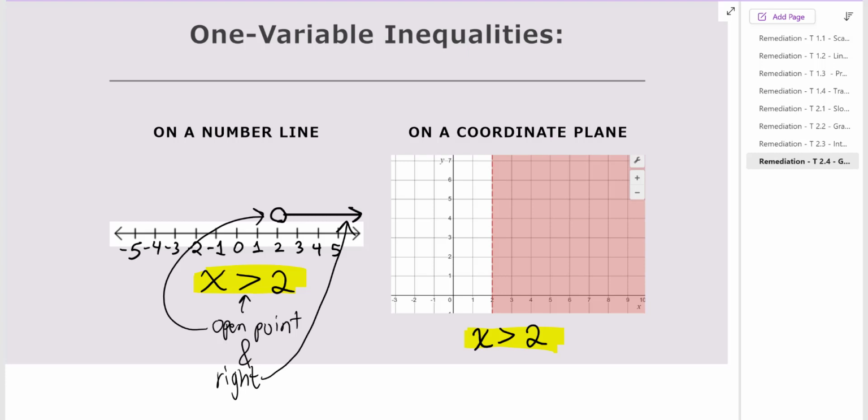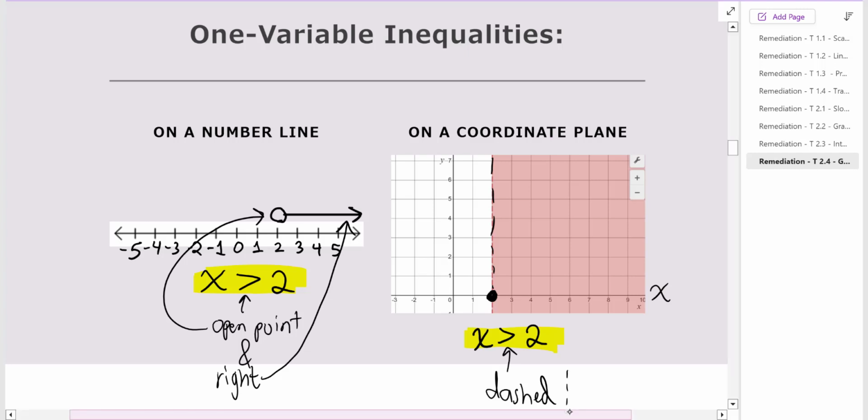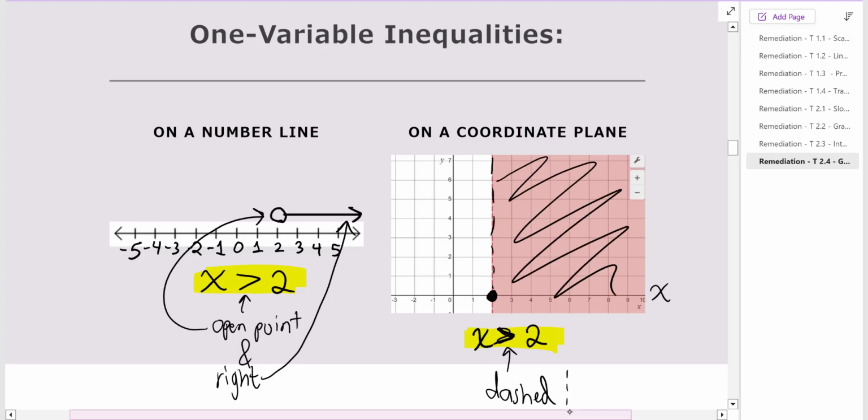Okay, on the other one, it's the same thing. X is greater than 2. So this is 2, because this is the x-axis. The symbol greater than means that the line is dashed. Okay, like this. It's dashed. And then it's in the direction to the right, so that's why we have the color on the right side.